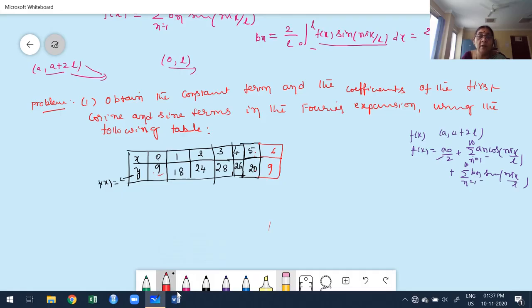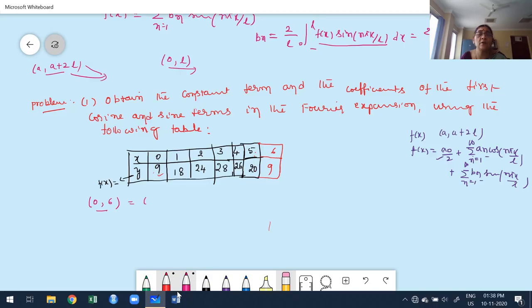Once the table is complete, I have to choose the overall interval. After you complete the table, only then do I choose the overall interval. The overall interval is 0 to 6. Before I move to the next step, please understand that the first and last value of x must have the same corresponding y value. Then only can we say the table is complete.